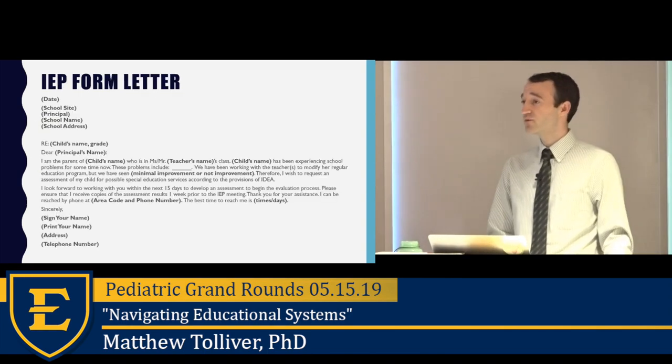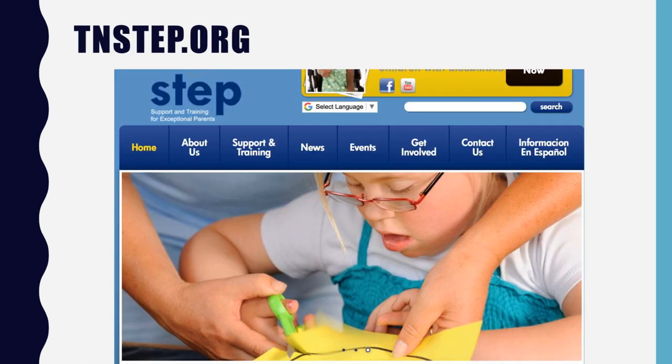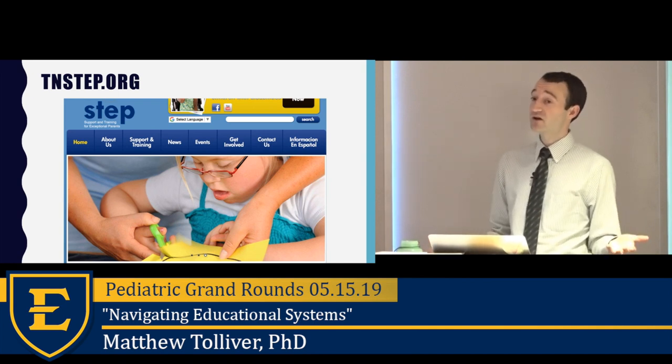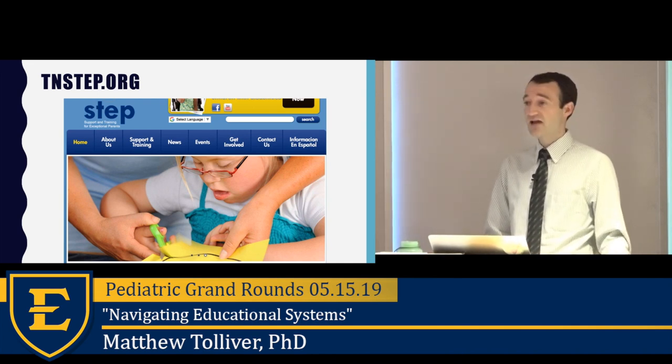But for the kids that we want to help with an IEP, I have some form letters that I'm happy to share that would help initiate that process in the school. And then TennesseeSTEP.org is a great resource and advocacy website in Tennessee. They have a series of short YouTube videos that explain advocacy in the schools from the parent's perspective. So if you have a parent that has trouble reading, that would be another great resource because they can watch a video about it. And sometimes they will even send advocates to IEP meetings to go with the parent.